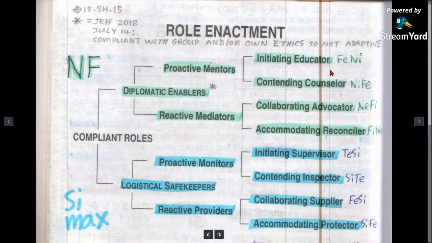Now you could argue it like this: FE with NI, or you could say FE in the idealist temperament that is predisposed towards diplomatic enabling, or FE within the guardian temperament, which is predisposed towards logistical safekeeping.